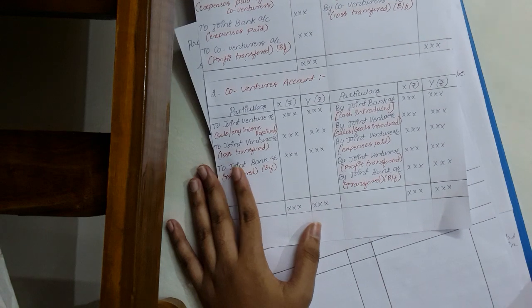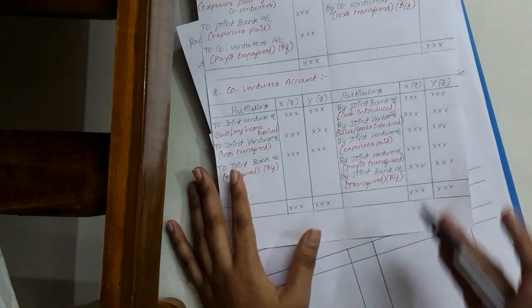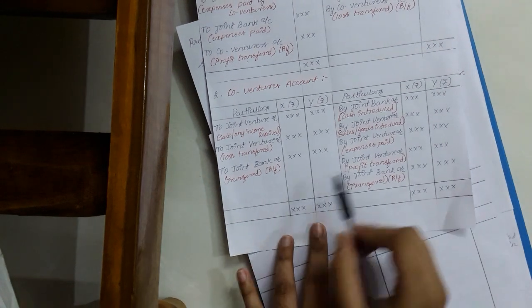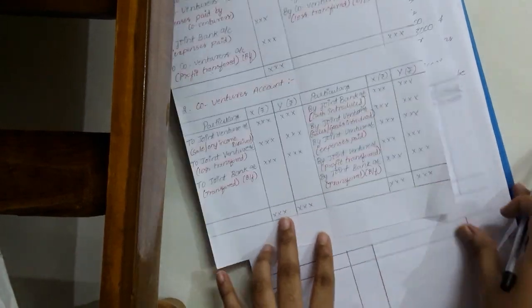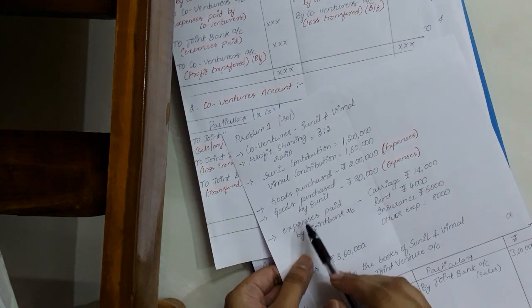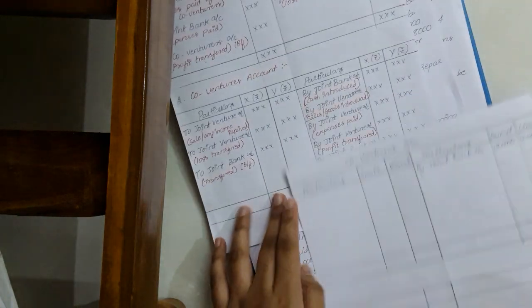So now goods has been introduced. If any co-venturers have introduced goods, we need to write that. Here Sunil has introduced the goods. Sunil has given the goods, right? So Sunil has given goods worth 80,000. That needs to be written over here.